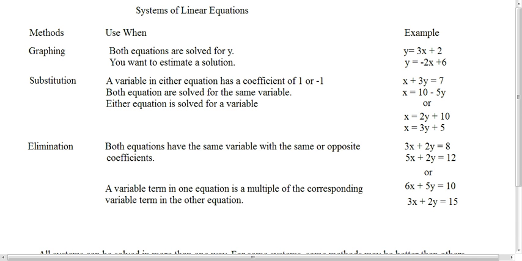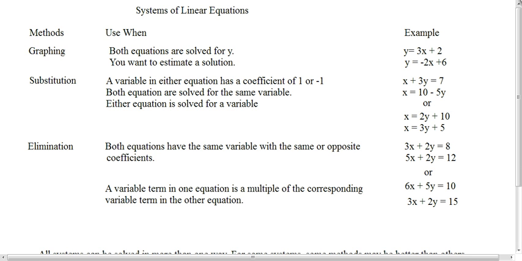Elimination: both equations have the same variable with the same or opposite coefficient. That means we're talking about 3x plus 2y is equal to 8, and look at the second equation, 5x plus 2y is equal to 12. So you see both equations have the same variable with the same or opposite coefficient. Then all we need to do right here is use subtraction, and we will change either the first equation or the second equation, and then we can solve.